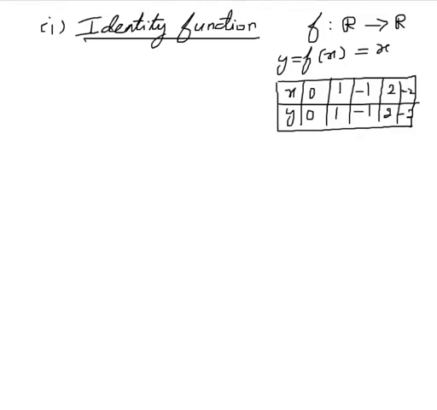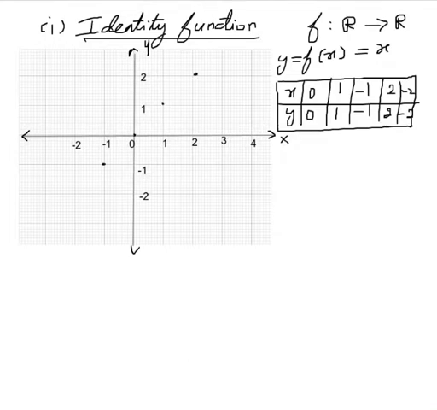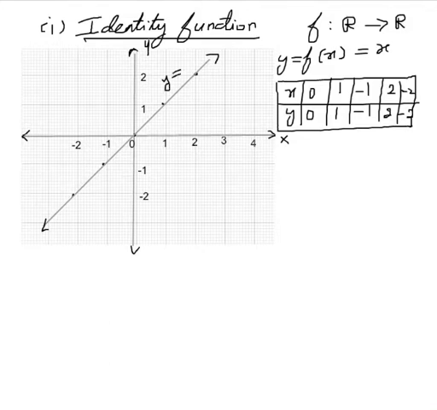Let us draw the graph of this. X-axis, y-axis. Let us plot the points 0, 0, 1, 1, 2, 2, minus 1, minus 1, minus 2, minus 2. Let us join these points. Y is equal to x line, which is an identity function.